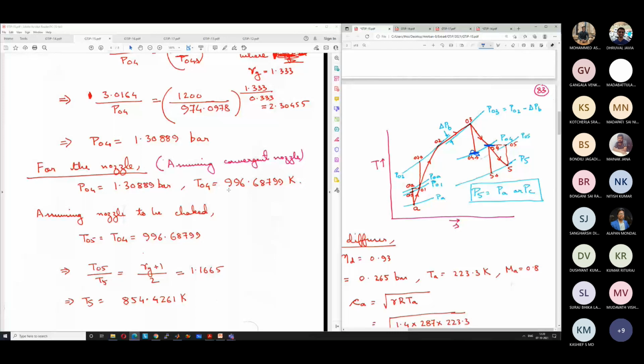Anyway, P04 and T04 we have already found. And we will assume a convergent nozzle. I am guessing that no information is given to us whether it's a convergent nozzle or convergent divergent. So if nothing is given, always assume that it's a convergent nozzle. Now we have to find the temperature T5 and pressure P5. So let us assume that the nozzle is choked, like we have done in our previous problem today. So T05 should be equal to T04 based on the first law, which is equal to 996.68799 Kelvin. I should write Kelvin here. Don't miss the units. Units are also very important. Each step you should give the units.